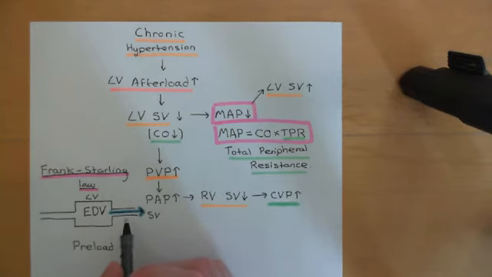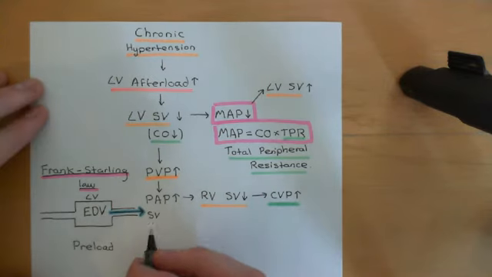Suddenly, this becomes not so trivial. We are saying that the bigger the end diastolic volume here, the bigger the force of contraction of the left ventricular wall. We're saying that the left ventricle will contract more if you stretch it more. So this is what the Frank-Starling law is.